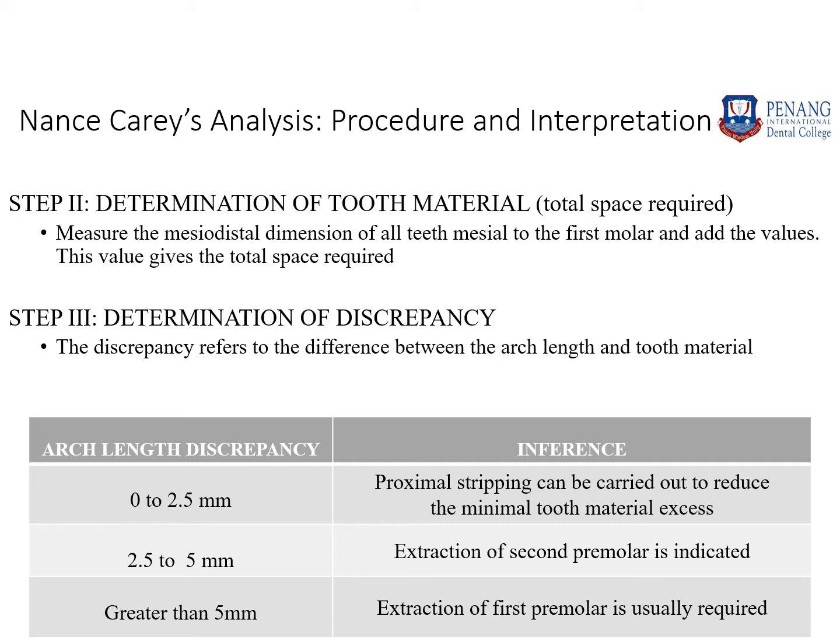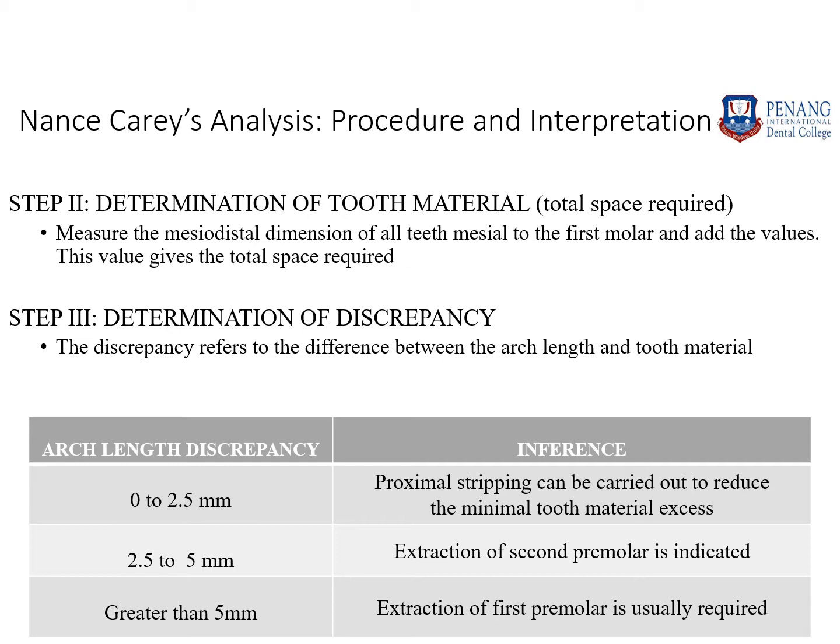Step 3 will be the determination of the discrepancy. Whatever you've calculated as the total space available, you have to find the difference between that and the total space required. This difference will give you the discrepancy in the arch length and tooth material.